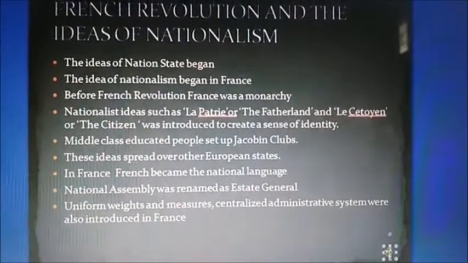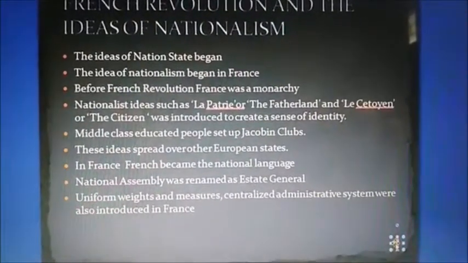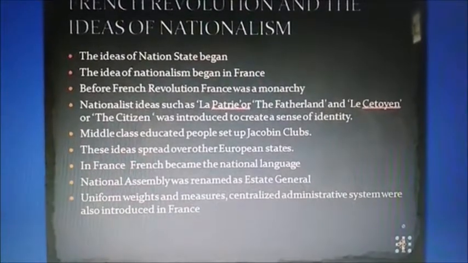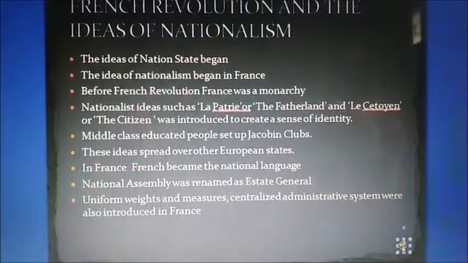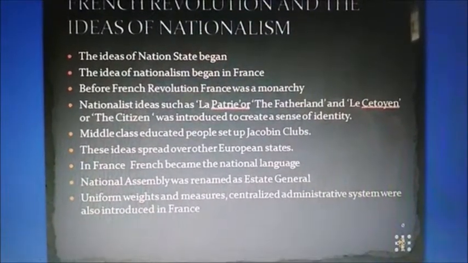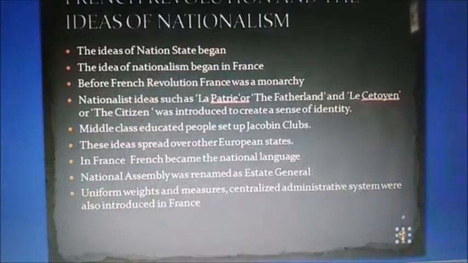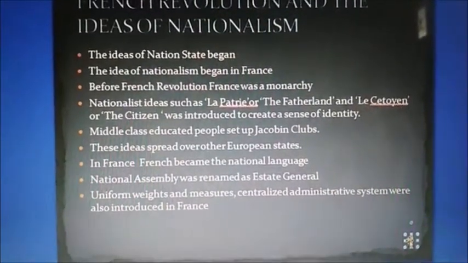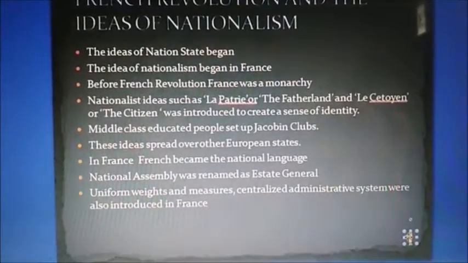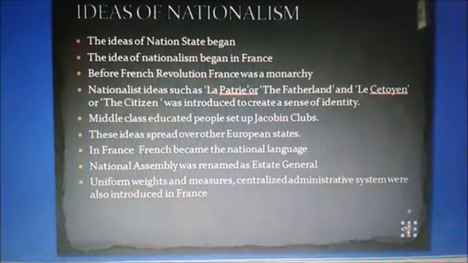Before the French Revolution, the kingdoms and monarchy existed in various parts of Europe. So monarchy was very popular. But when the nationalist ideas such as la patrie, which means the fatherland, and le citoyen, the citizen, were introduced to create a sense of identity with the beginning of the national movement, that is the French Revolution.